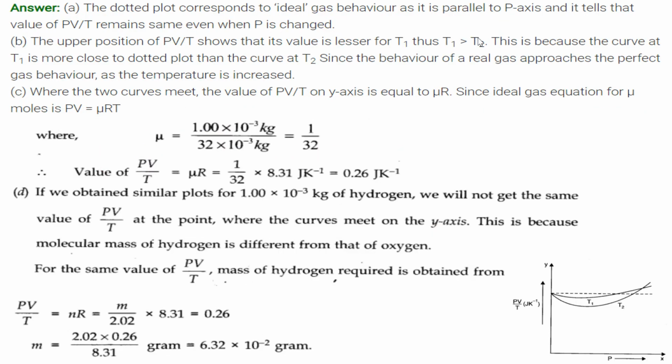So we have T1 greater than T2 because the upper position of PV by T, it shows the value is lesser for T1 and T1 is more closer to the dotted line. In this similar fashion, after this also, T1 is always, as in the previous one, closer to the ideal behavior.